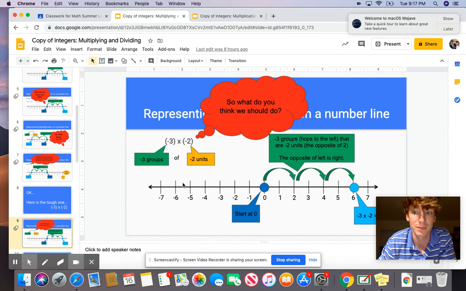Well, the thing is, when you do a negative times a negative and the signs are the same, it's going to be positive, okay? So let's just keep that simple. If the signs are the same, it's positive. If the signs are different, it's going to be negative. Always. Okay, one more time. If the signs are the same, it's going to be positive. If they're different, it's going to be negative.